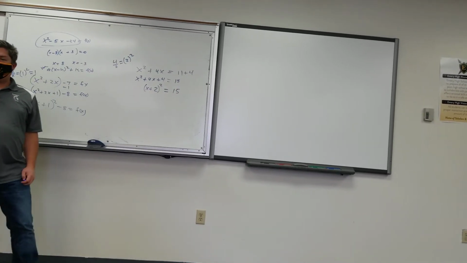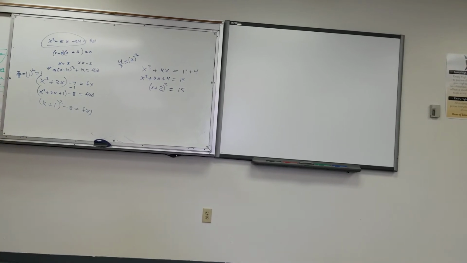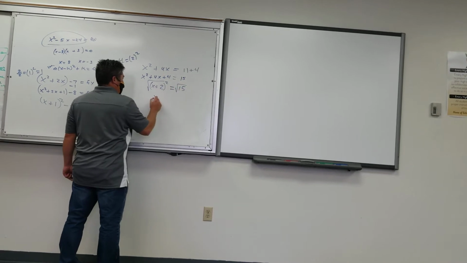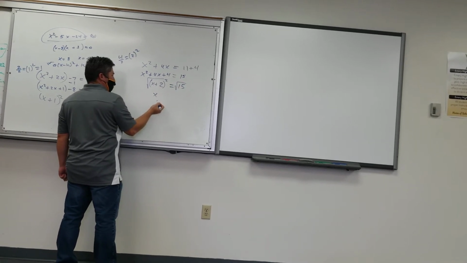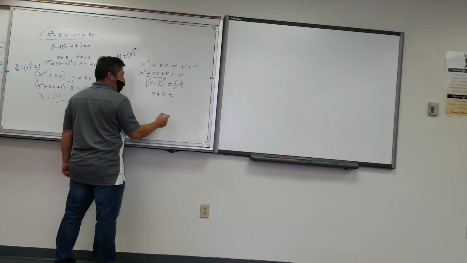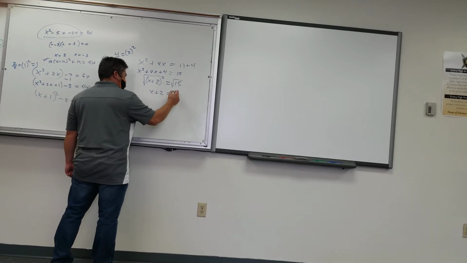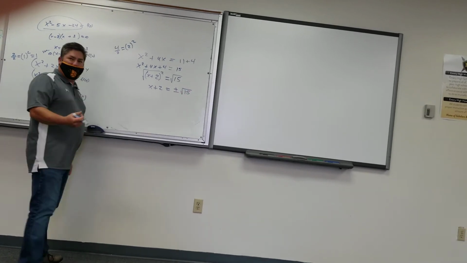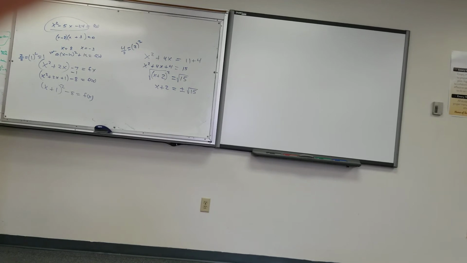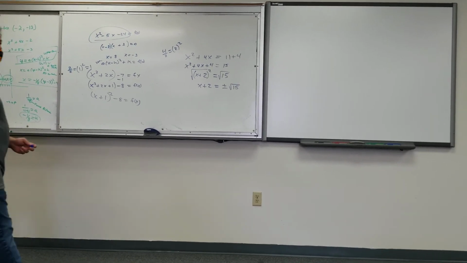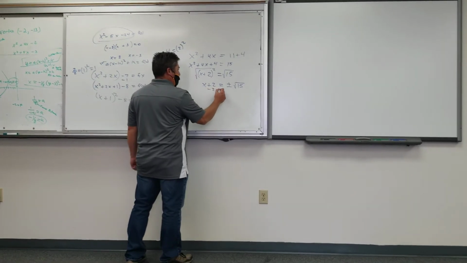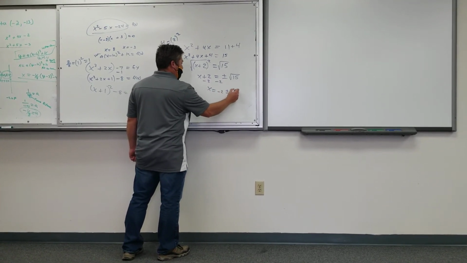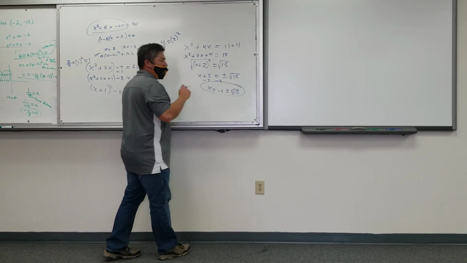Okay? Now what should I do? Square root both sides. The left side is what? What's the right side? Plus or minus. Don't forget the minus. Plus or minus square root of what? How many answers am I getting? 2. What should I do next? Minus 2 to both sides, right? So what's x? Negative 2 plus or minus square root of 15. Those are the 2 exact answers.